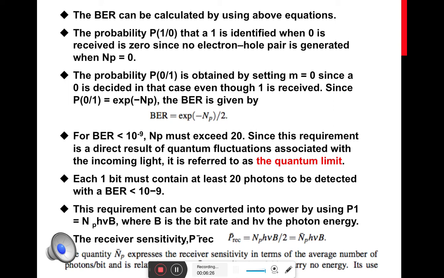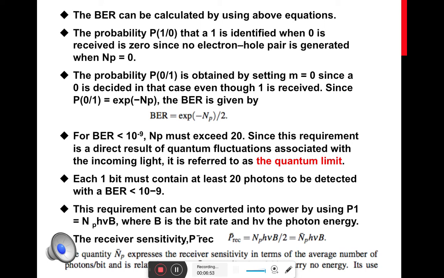So what is P of 1 by 0? P of 1 by 0 means that we are identifying 1 when 0 is being transmitted. When 0 is transmitted and we identify it as 1, that is an error. In that case, since we are transmitting 0, no electron hole pair is generated, and we are receiving 1 as an error. So when the input bit is 0, there is no electron hole pair generated. That means NP is 0.